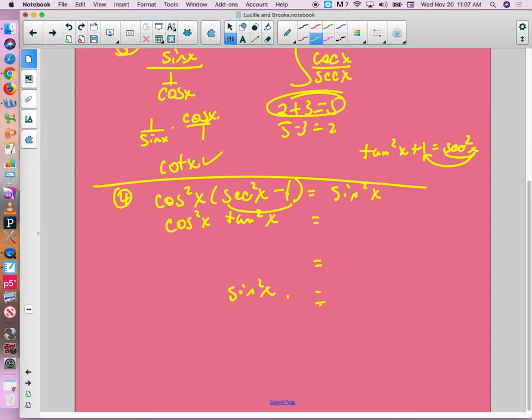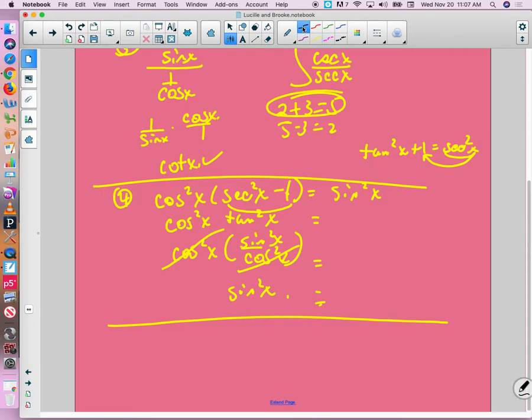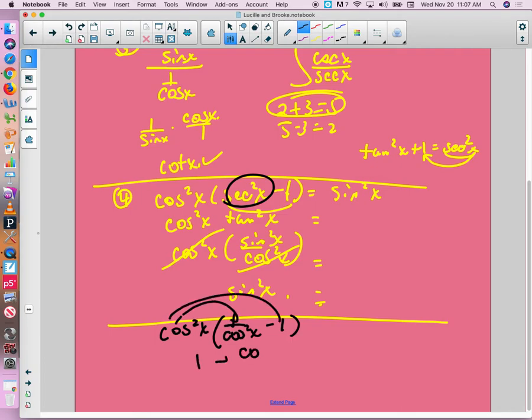So what are we going to change tangent into? And it's squared. Now I have it, okay? I bet somebody did number 4 a different way. Let's do it in black, all right? Did anybody distribute? Okay, so cosine squared. Some people probably changed secant into 1 over cosine. And then if you distribute, you get 1 minus cosine squared.